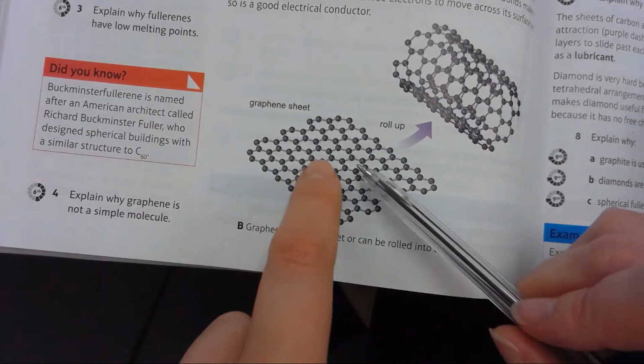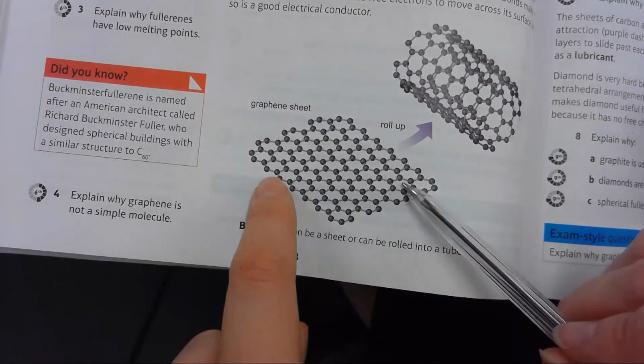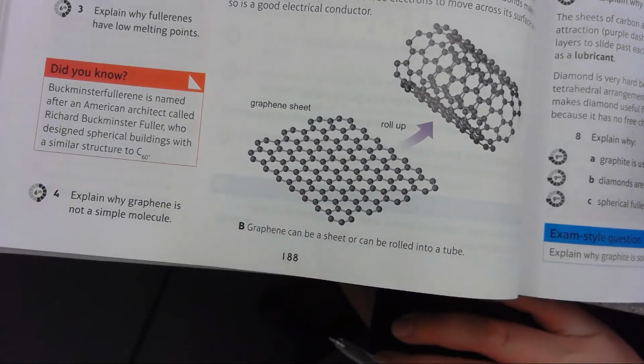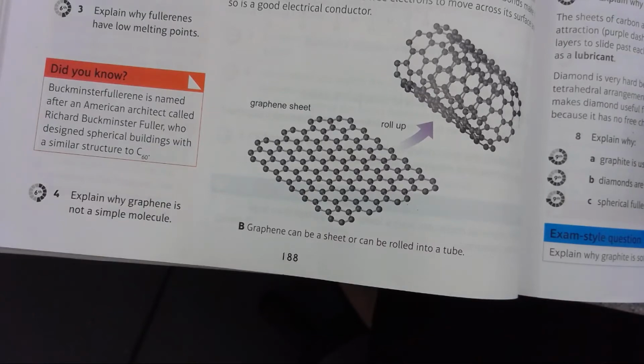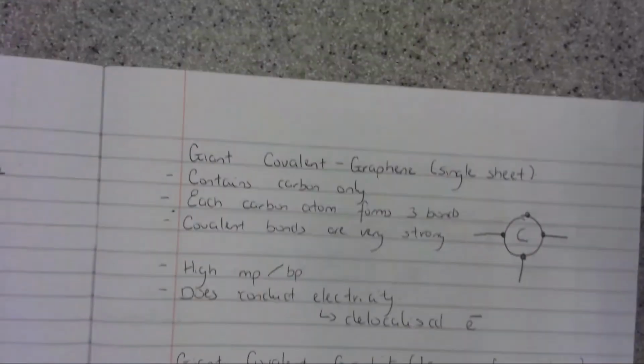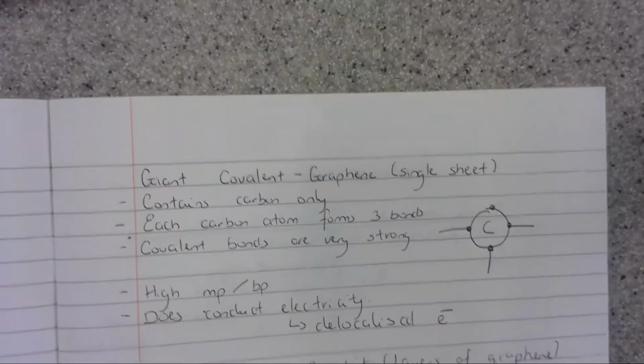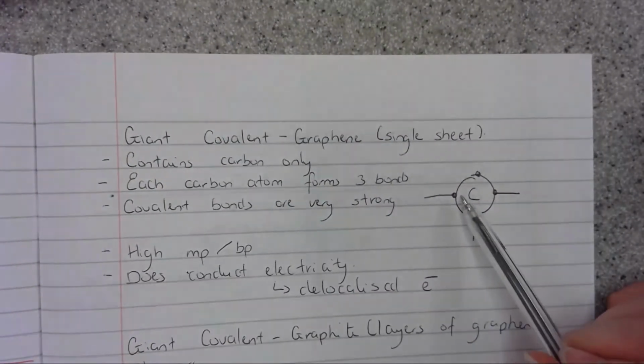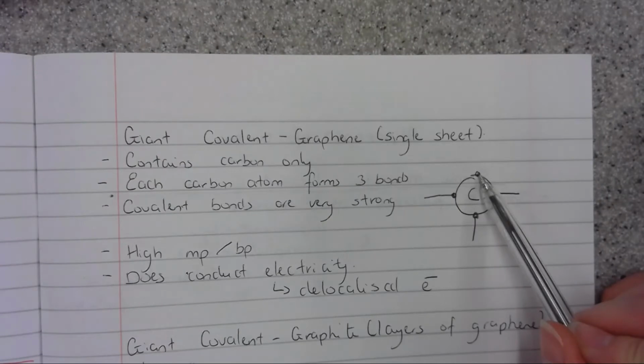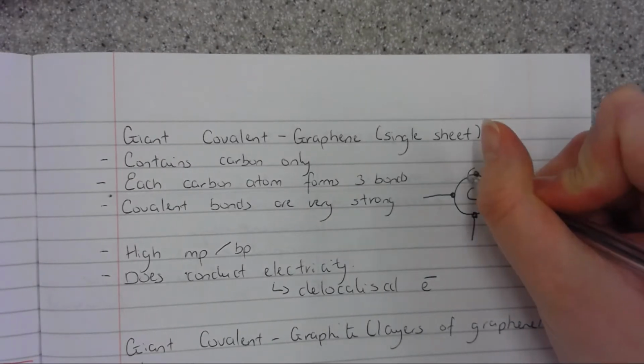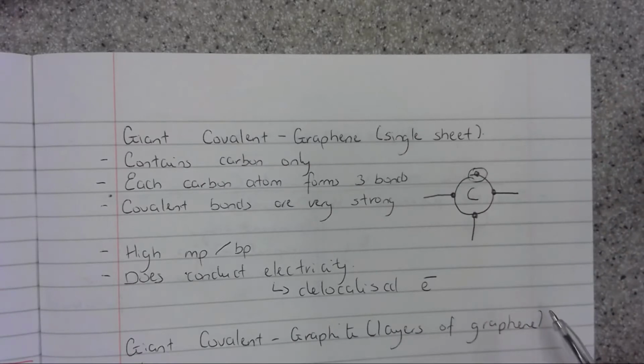Because all of these bonds are covalent, which are strong, like diamond, graphene is going to have a high melting and boiling point because it would take lots of energy to break all of those covalent bonds. However, graphene does have a property that diamond does not. Because each carbon atom is only forming 3 bonds, but it has 4 electrons in its outer shell, each carbon atom in graphene is going to have 1 spare electron that is not involved in bonding.